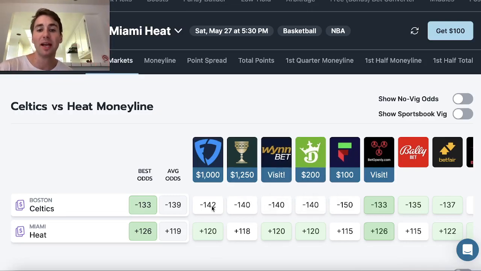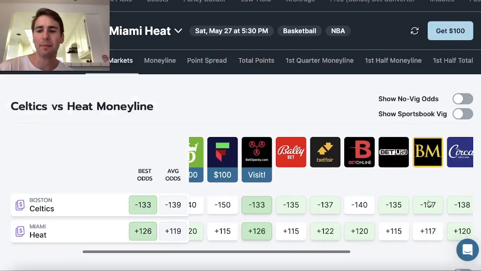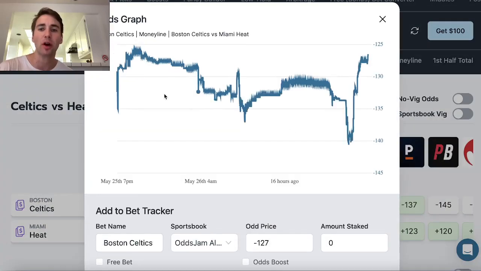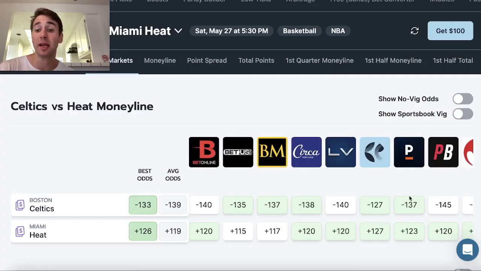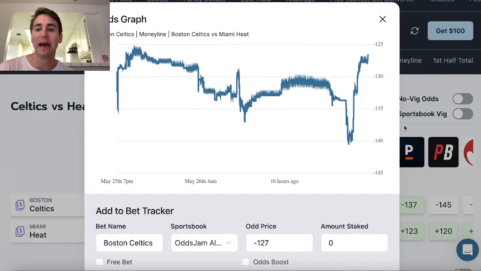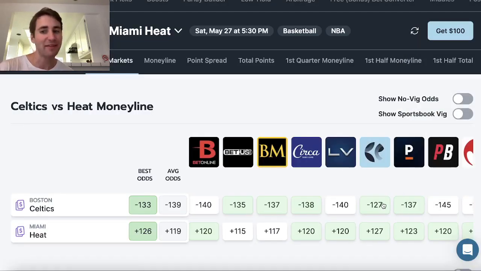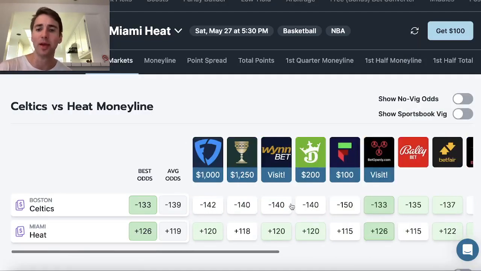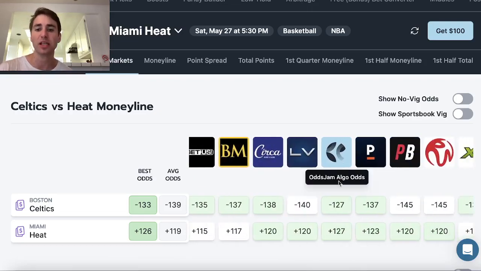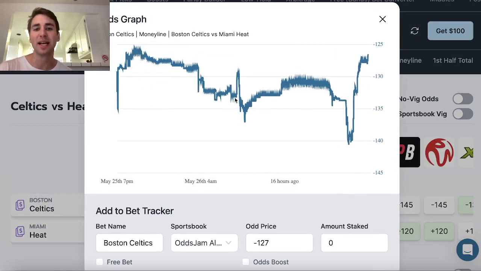You can see line movement kind of right here. Actually, a better one to show is this OddsJam algo odds column. So this algo odds column is a weighted average of all sportsbooks in the market. I've said this before, every book is a data point on where the line should be set. So what this OddsJam algo odds column does is it shows you the average throughout the market.